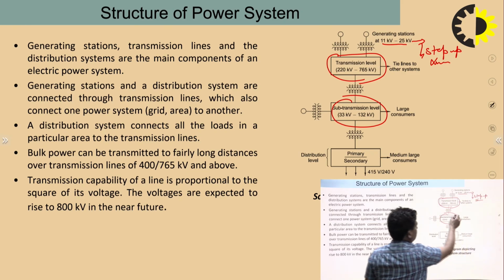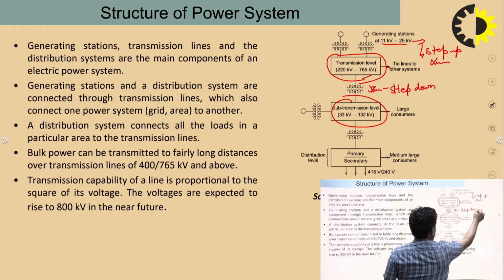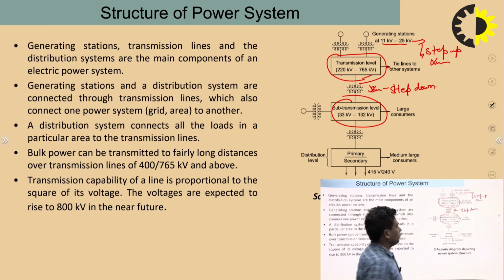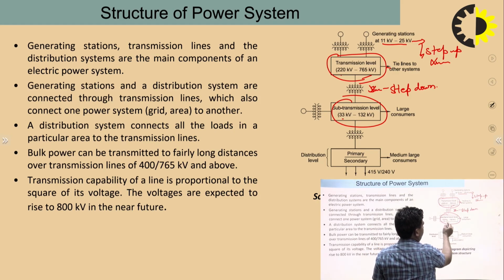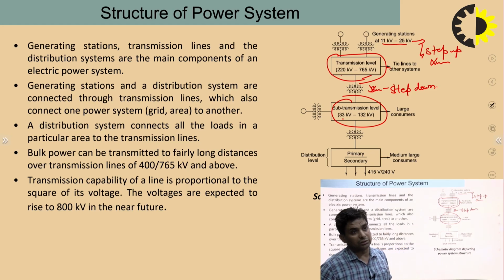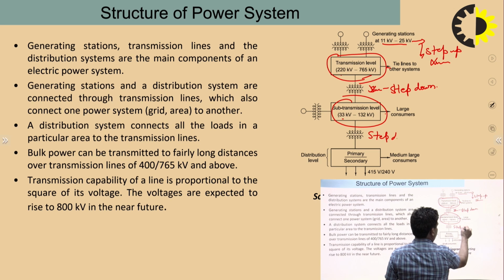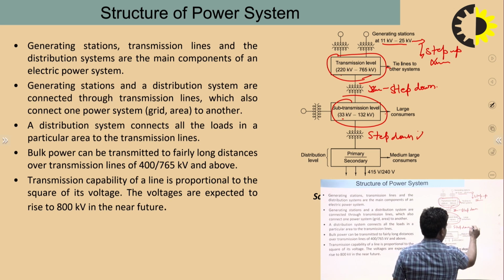through the tie lines to the other substation systems connected. Then after the 765 kV we have transmitted and, using the sub transformer, the step down transformer reduces the voltage level from 765 kV to 33 kV to 130 kV, depending on the large consumers like hospitals, industries and educational institutes where bulk power is required for manufacturing industries. Then again there is a step down transformer used for the medium level consumers.